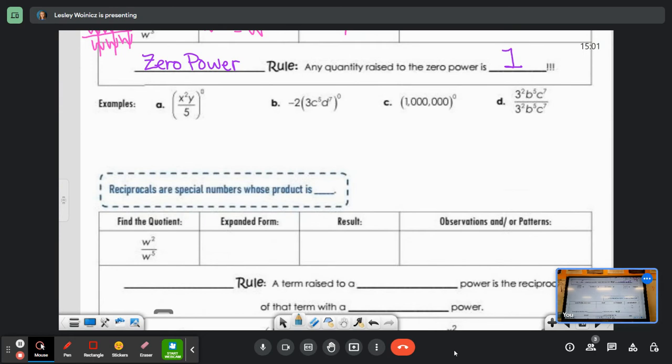Let me tell you what. So look at this. All this stuff. Do we have to simplify it? No, because it's all going to the 0 power and it all turns into a 1.